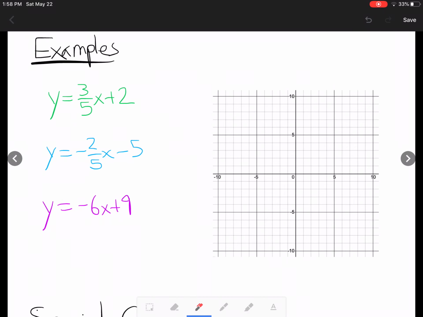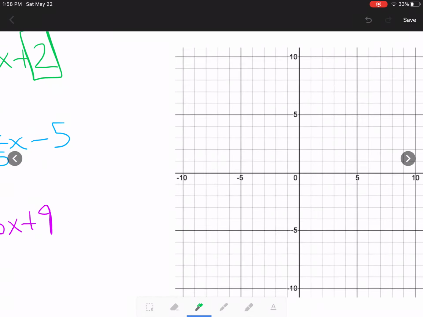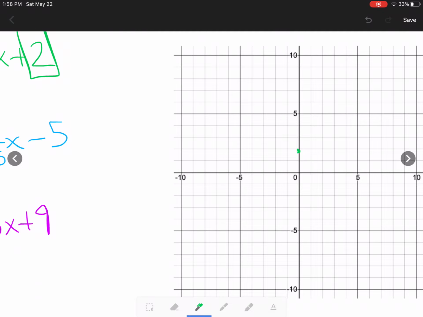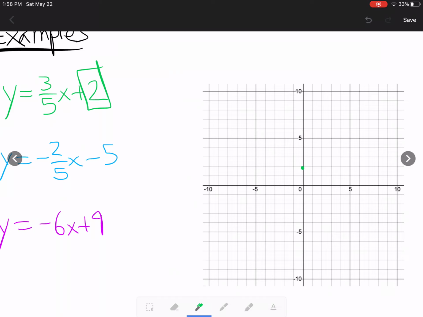All right, so we're going to use three different colors here. So first one, y equals 3/5 x plus 2. 2 is our starting point, and that is on the y-axis. So what I'm going to do is go to my y-axis, and go to 2, and that's where I start. Now I'm going to use my slope 3/5, meaning it's positive, so it's going to go like this. I'm going to go up 3 over 5.